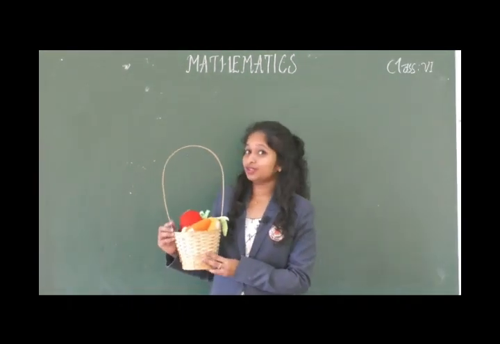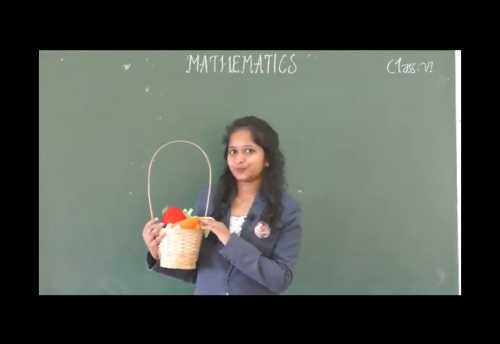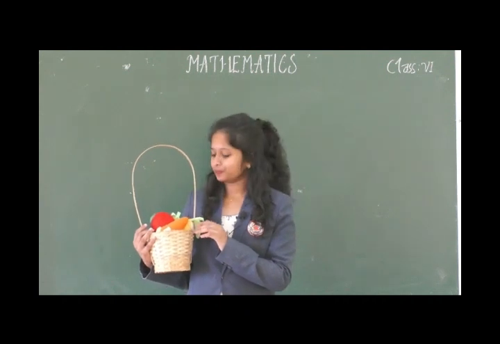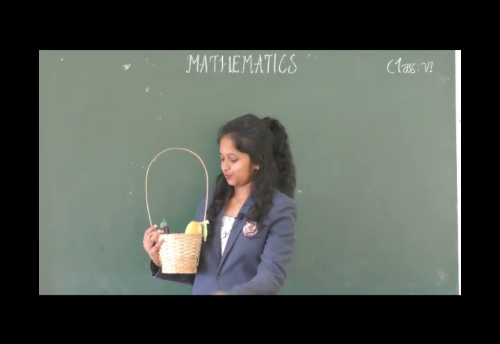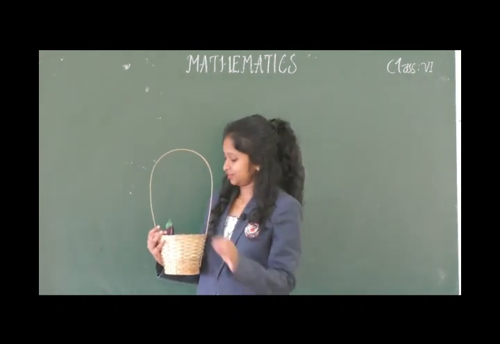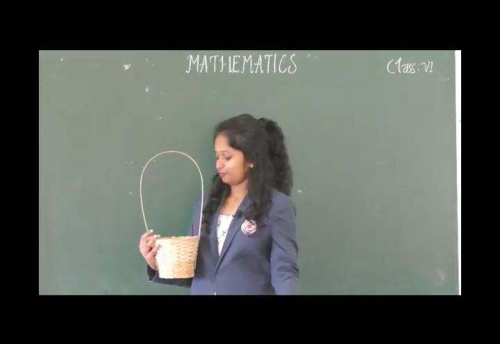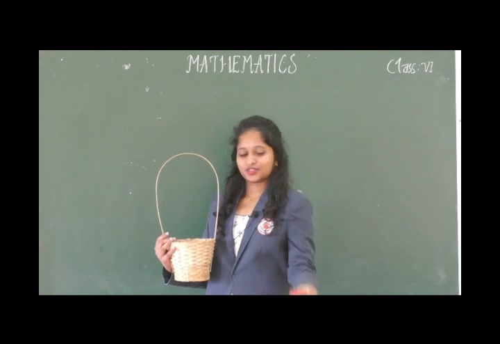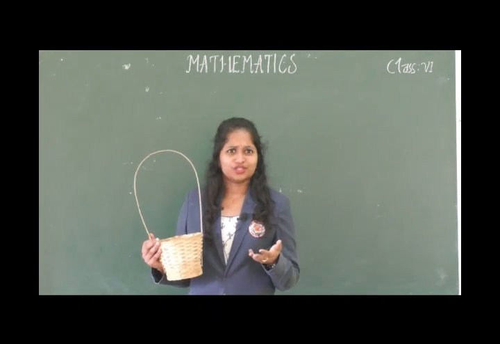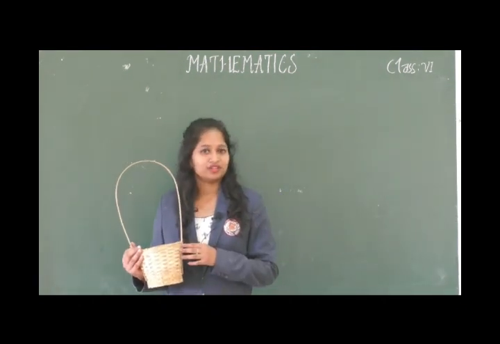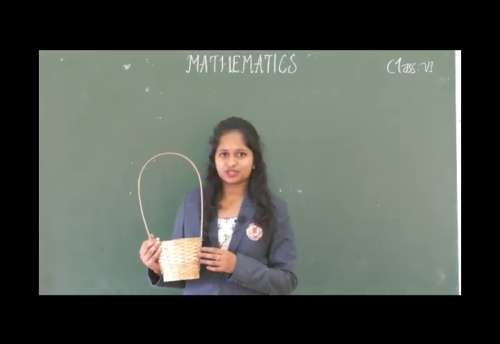Children, I have a basket with me and some fruits and vegetables in it. Let me start counting. 1, 2, 3, 4, 5, 6. I started counting from 1. Naturally, we used to count from 1. 1, 2, 3, etc. are called natural numbers.